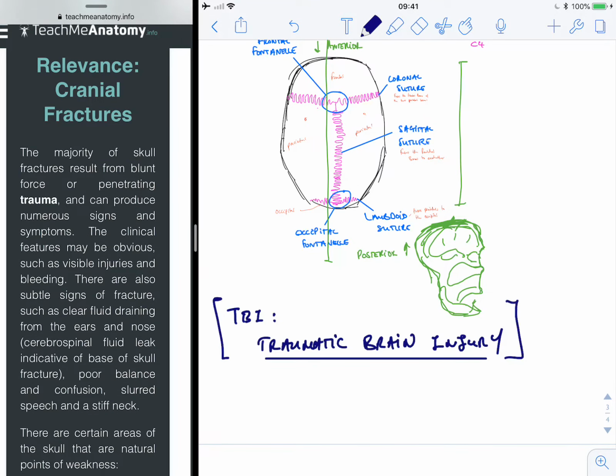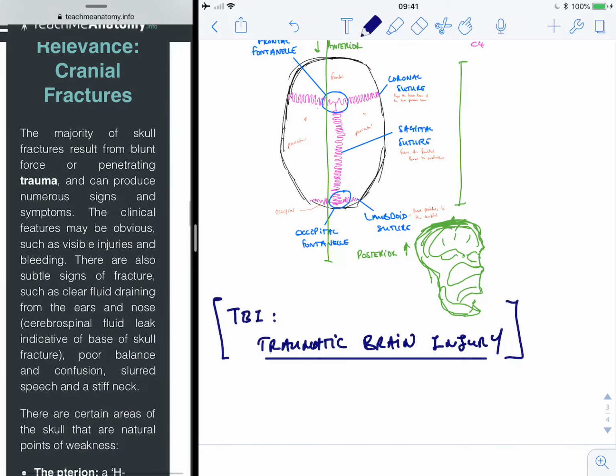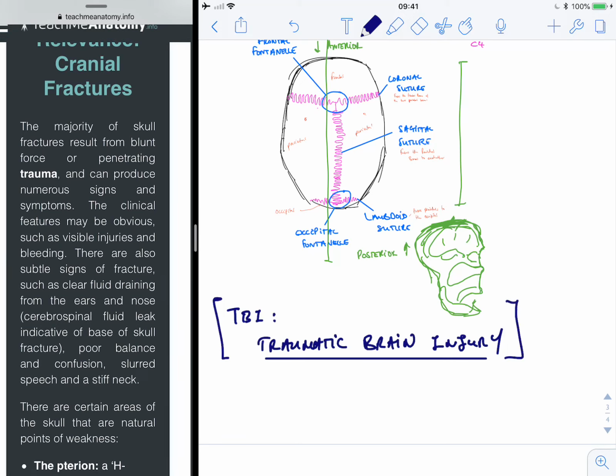And can produce numerous signs and symptoms. It's very vague. The clinical features may be obvious, such as visible injuries and bleeding. There are also subtle signs of fracture, such as a clear fluid draining from the ears and nose, cerebral spinal fluid, indicative of a base of skull fracture.